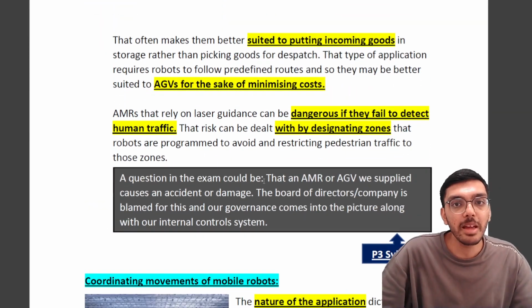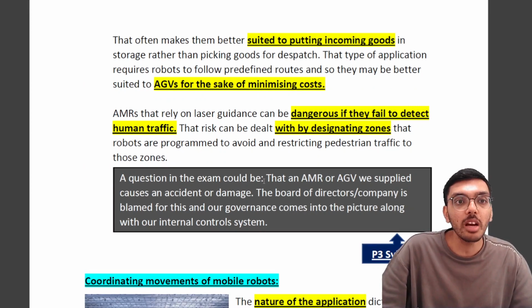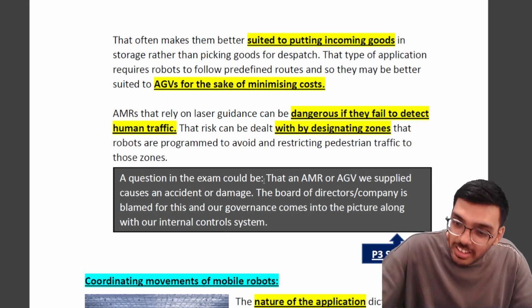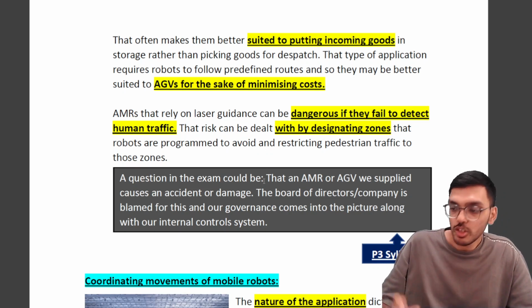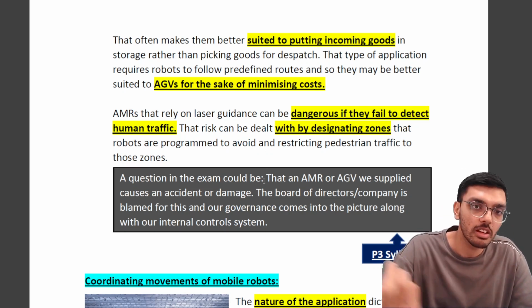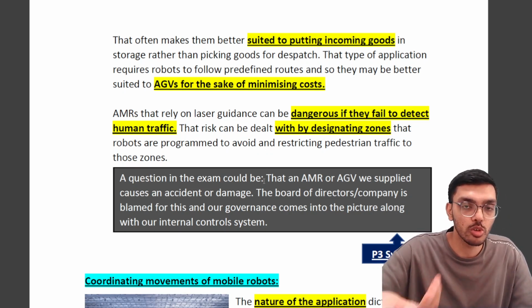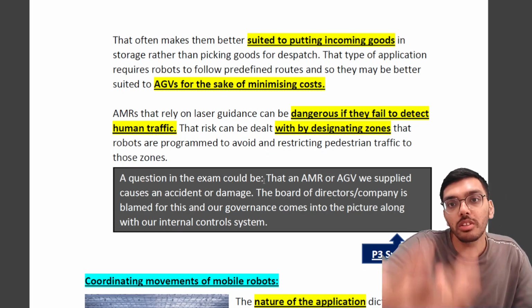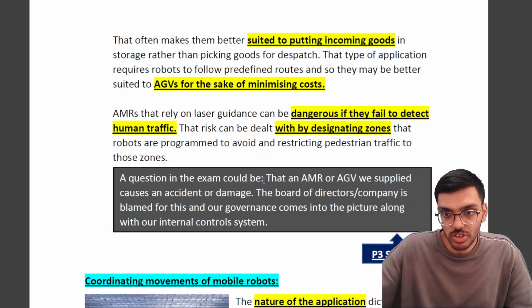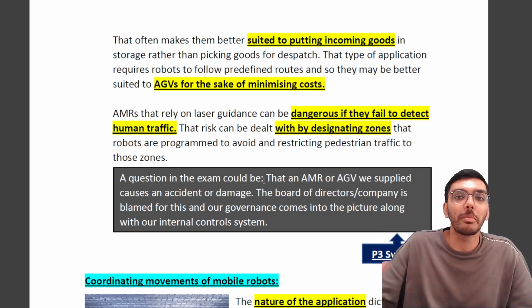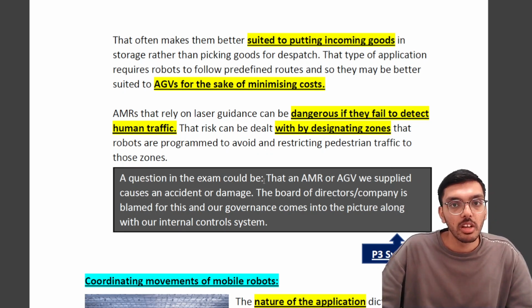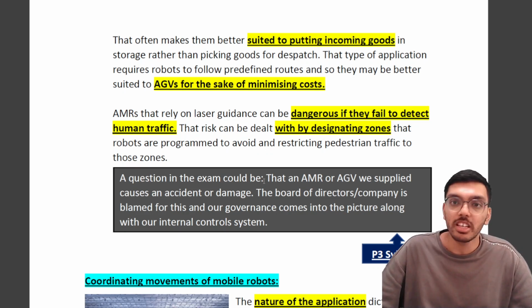That often makes them better suited to putting incoming goods in storage rather than picking the goods. So these forklifts, large ones, are better for putting the incoming goods in storage rather than going and picking from that pallet. That type of application requires robots to follow predetermined routes, and so they may be better suited to AGVs for the sake of minimizing costs.